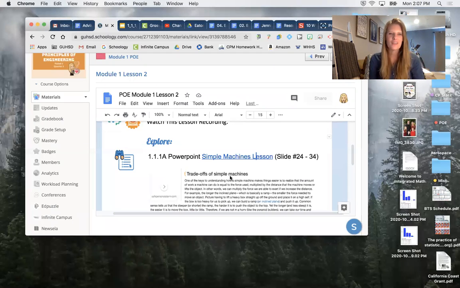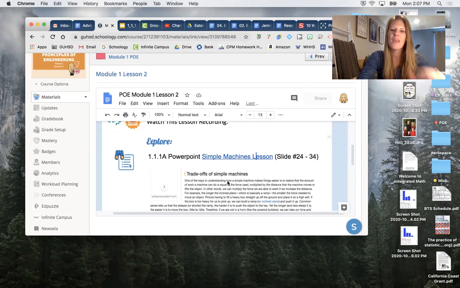Okay, so we are on day two, lesson 2 of module 1, and we are going to continue our talk of simple machines. So we had levers, we had different kinds, class 1, class 2, class 3 levers yesterday. Today we're going to talk about a wheel and axle and a pulley and the mechanical advantages with those.